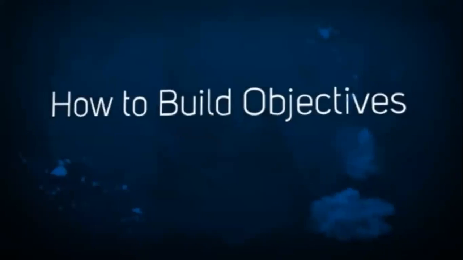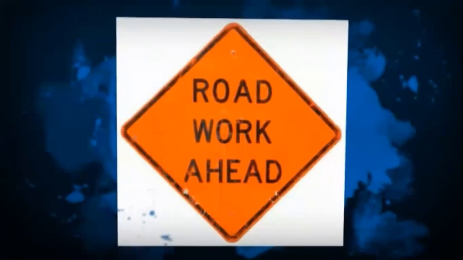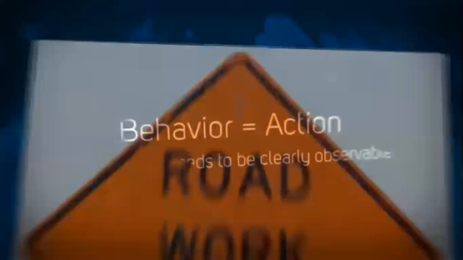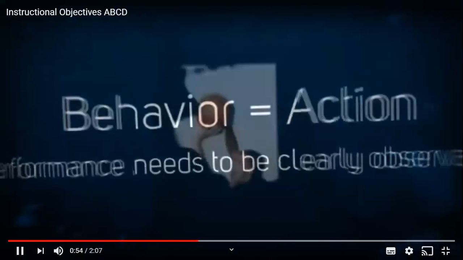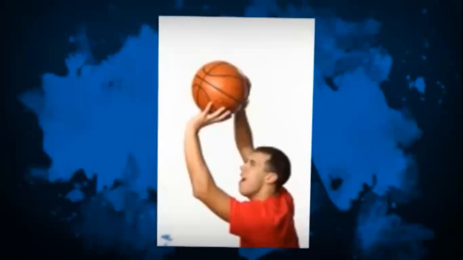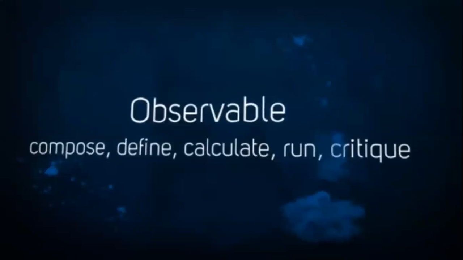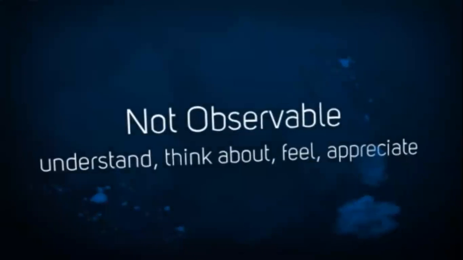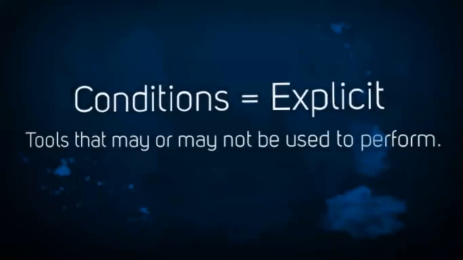Now, how do we build objectives? What is the process? Well, the first thing is that the behavior has to be an action. It has to be clearly observable. And that's where most people fall into a trap, is that they pick something that is not observable. It has to be performance. It has to be something that you can observe.